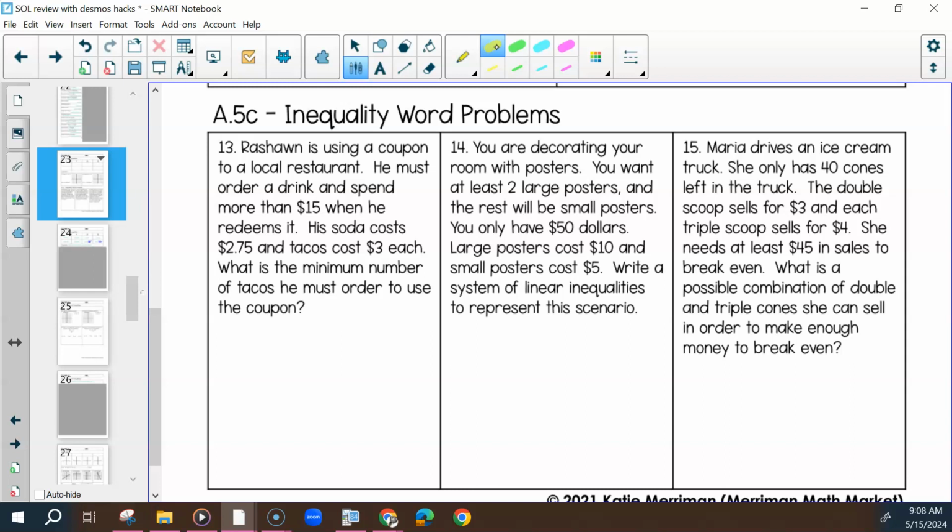Sean is using a coupon to a local restaurant. He must order a drink and spend more than $15 when he redeems it. His soda costs $2.75, and tacos cost $3 each. What is the minimum number of tacos he must order to use it? Okay. So I'm going to call some variable x, and that would be for number of tacos.